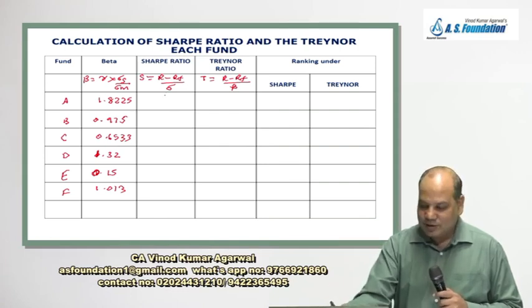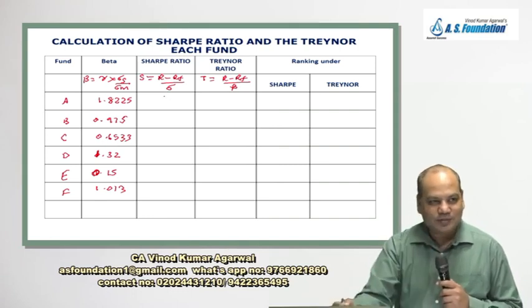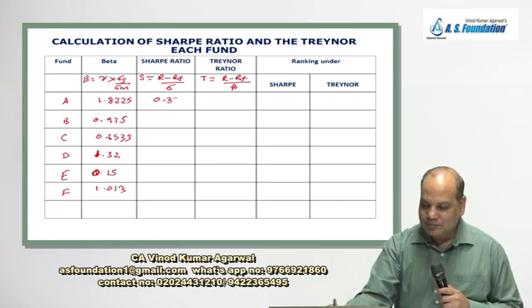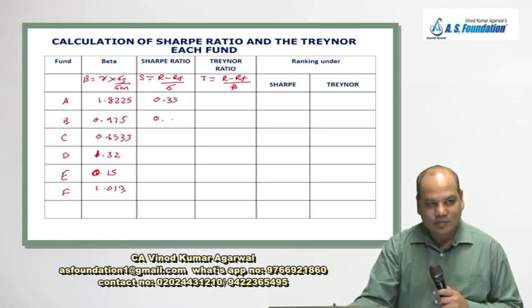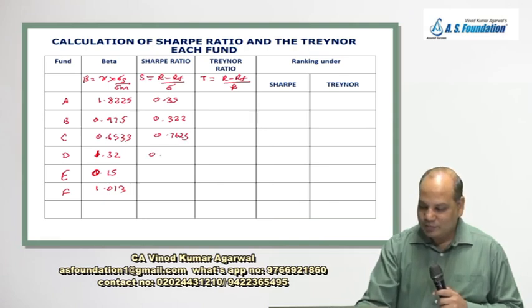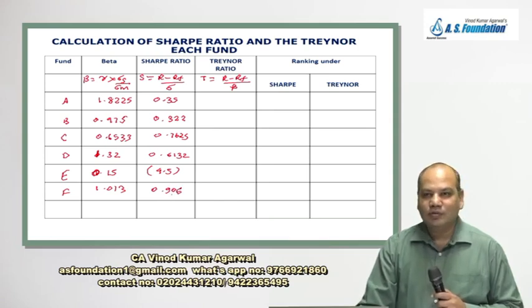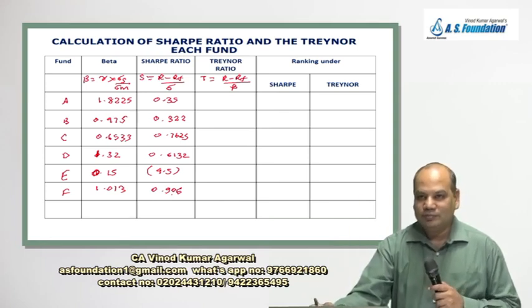Okay. Now next is Sharpe ratio A. 0.35. Continue. 322. 7625. 6132. 4.5 negative. 0.906 is right.